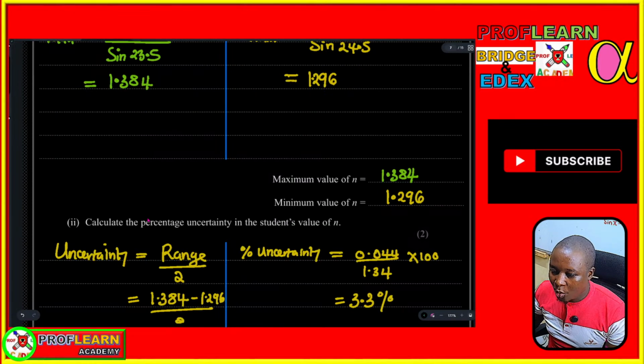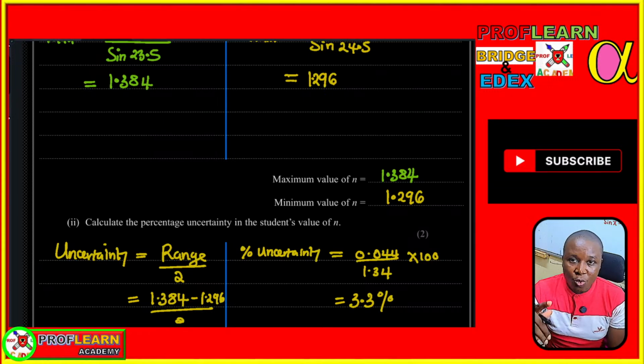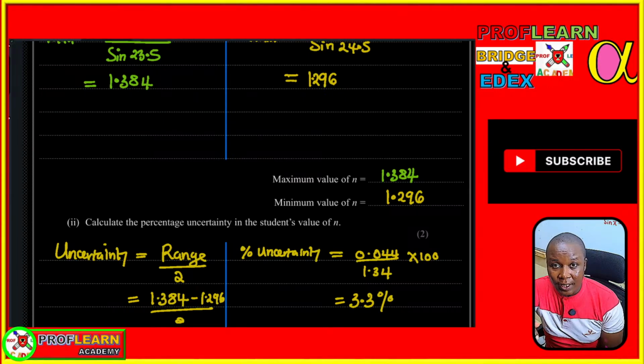To calculate the percentage uncertainty, we are very sure that there will be a question on calculating percentage uncertainty. Now, if you are given more than two values, for you to work out the uncertainty, you need to work out the range, then the uncertainty will be the range divided by 2.